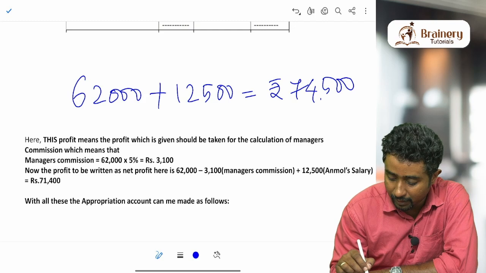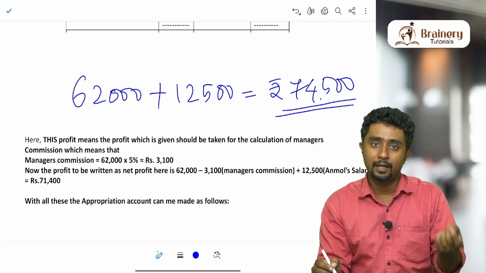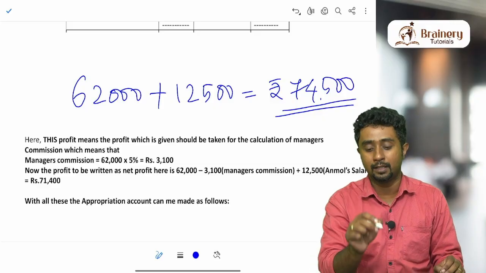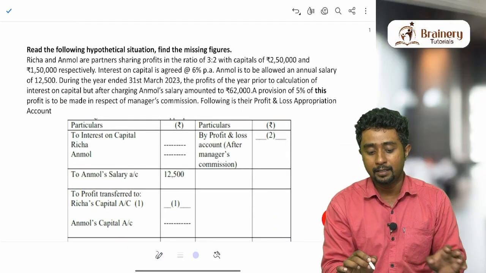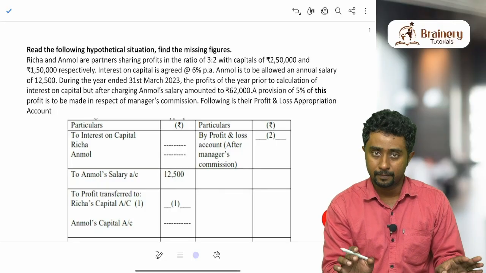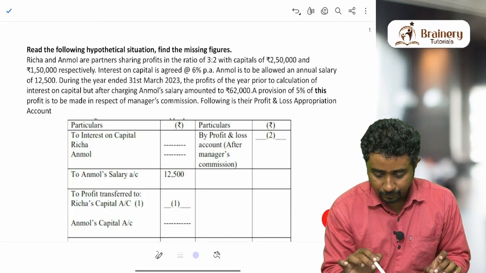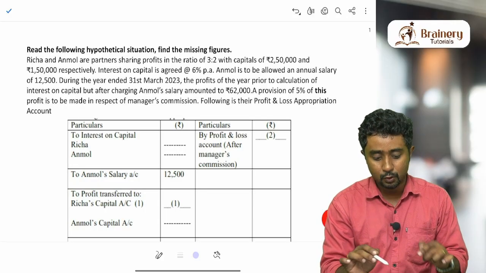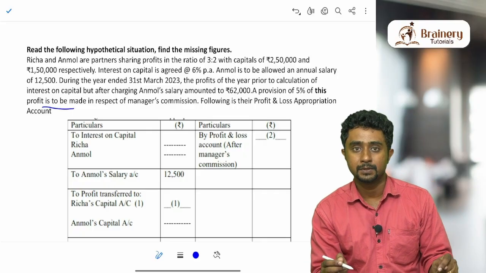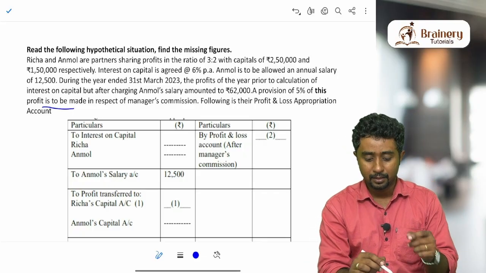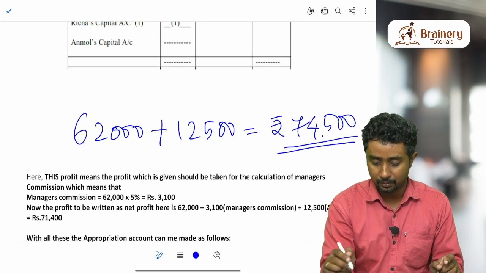74,500 is actually the net profit before giving the manager's commission, because in the question they have never mentioned whether the manager's commission is deducted or not. They are not specifying anything there. What did they tell? A provision of this profit is to be made. What is the meaning of "is to be made"? It is not yet made. That means the profit which you got now is before deducting manager's commission. That is what I was trying to tell.